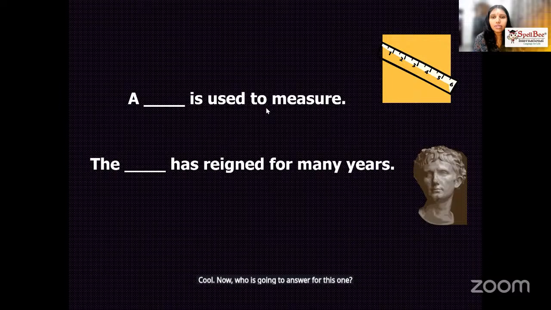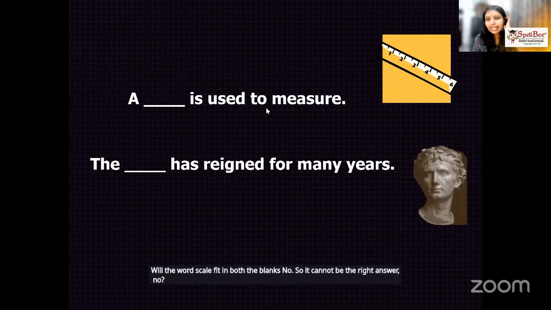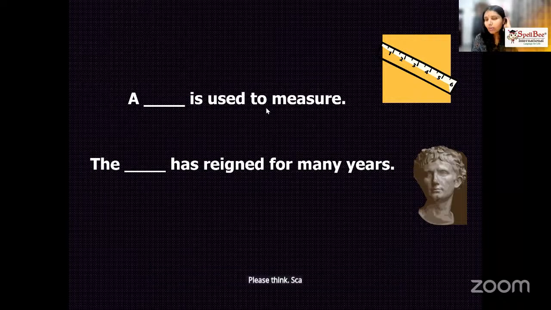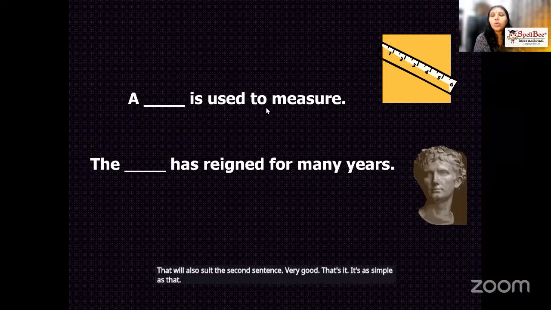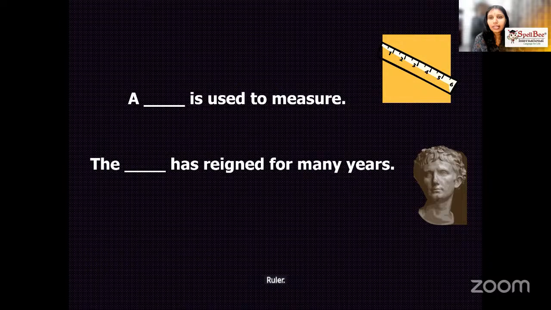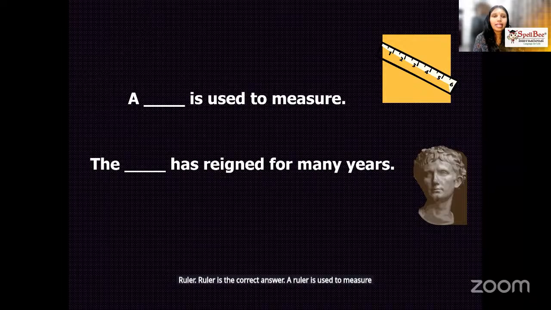Now, who is going to answer for this one? A dash is used to measure. The dash has rained for many years. Will the word scale fit in both the blanks? No. So it cannot be the right answer. Please think. Scale is not correct. What is another word for scale? That will also suit the second sentence. Very good. That's it. It's as simple as that. Ruler. Ruler is the correct answer. A ruler is used to measure. The ruler has reigned for many years.